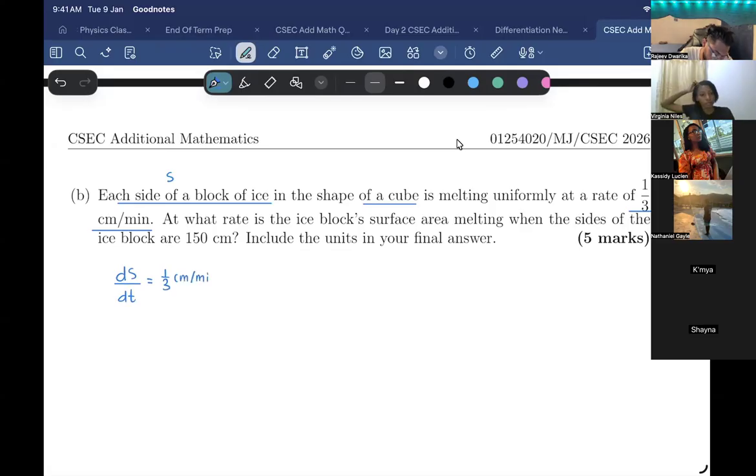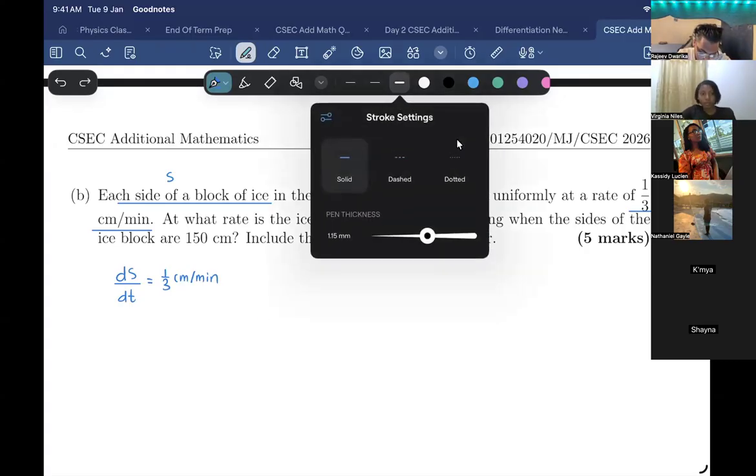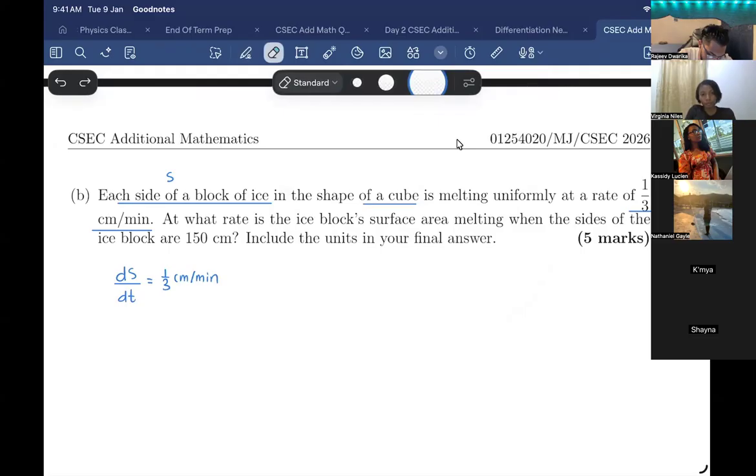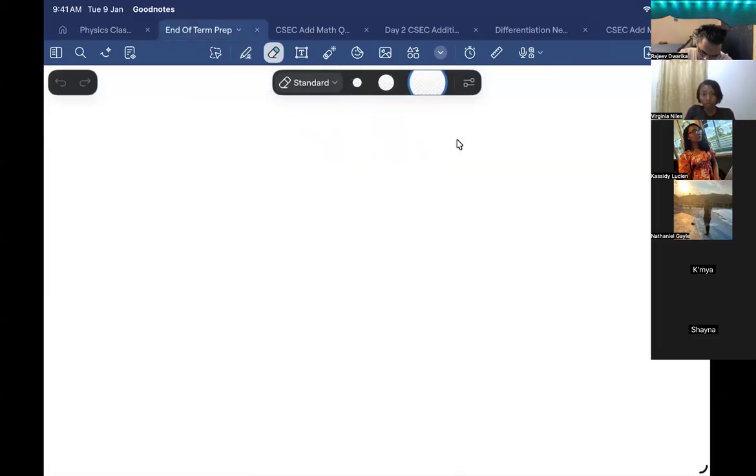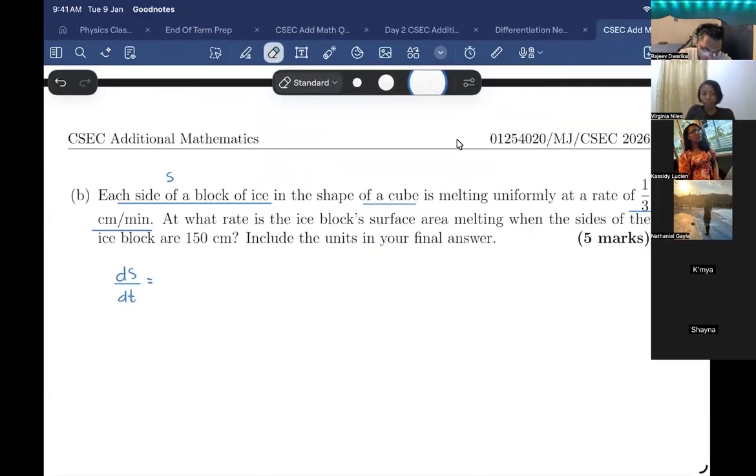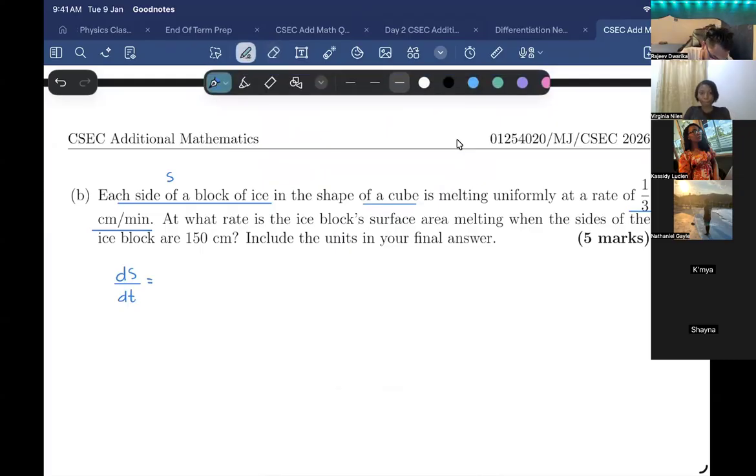Everybody with Cassidy so far? Everybody understand why Cassidy said what she said or not? Yes, sir. Okay. Yeah, a third centimeters per minute. What next?